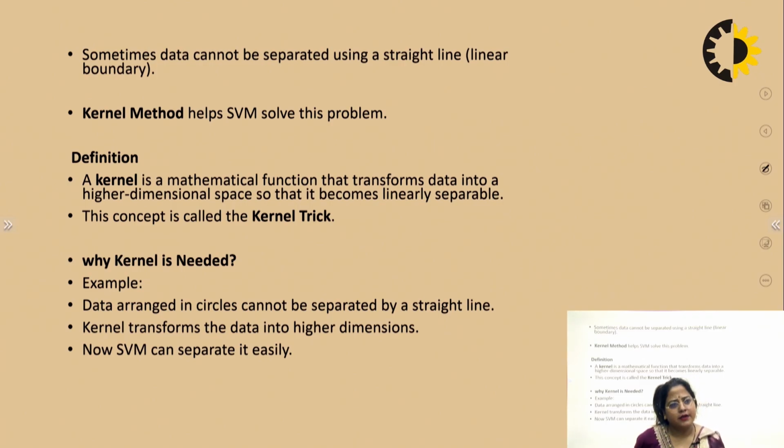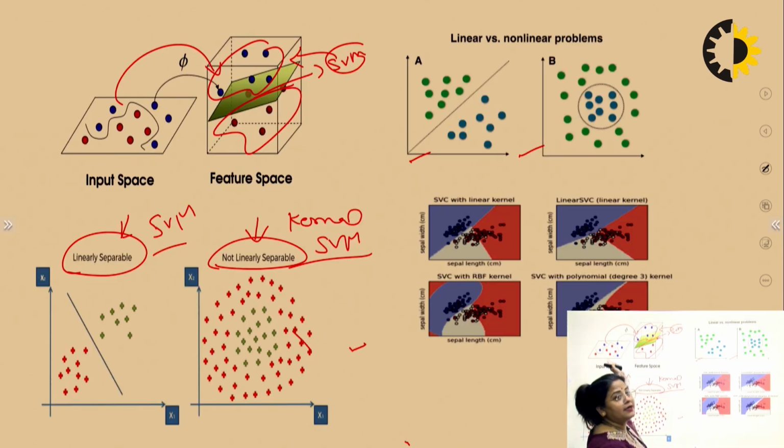Why is a kernel needed in SVM to solve these problems? The main example is data arranged in a circle, so you cannot create a straight line. So this time we need the kernel. The kernel transforms the data into a higher dimension. According to this last image, the data is not in a linear form, the data is in a different form.